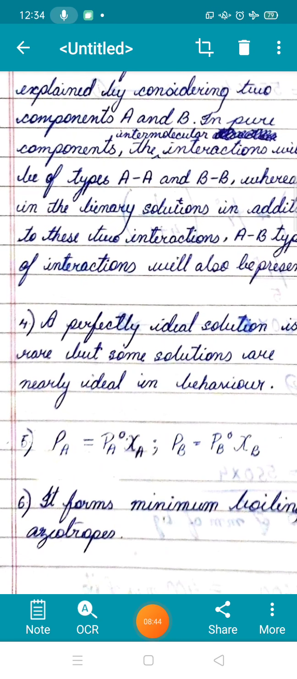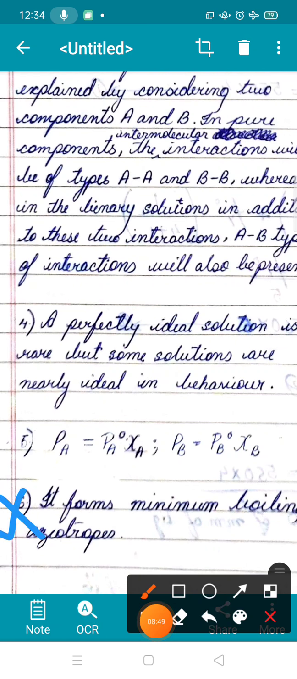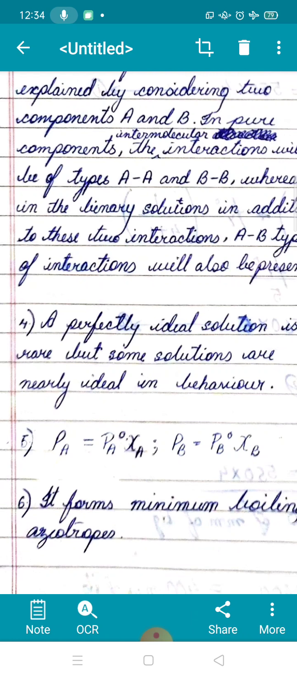And as I mentioned, the last point you have to ignore. This point is not supposed to be mentioned here under ideal solution. It has to go to the comparison between solutions showing positive and negative deviation.